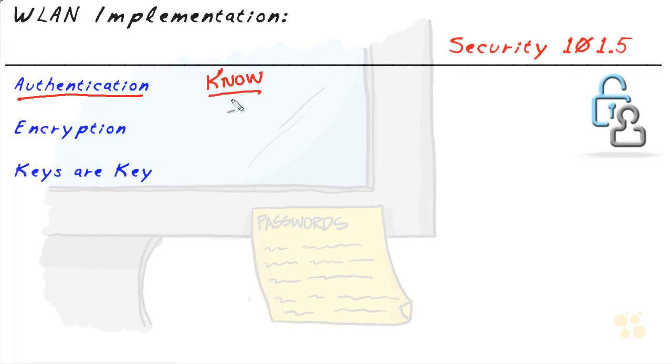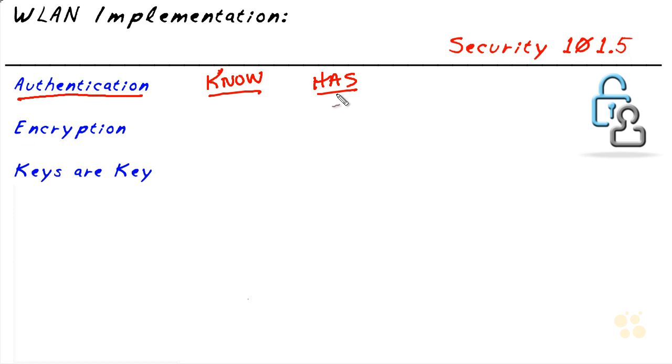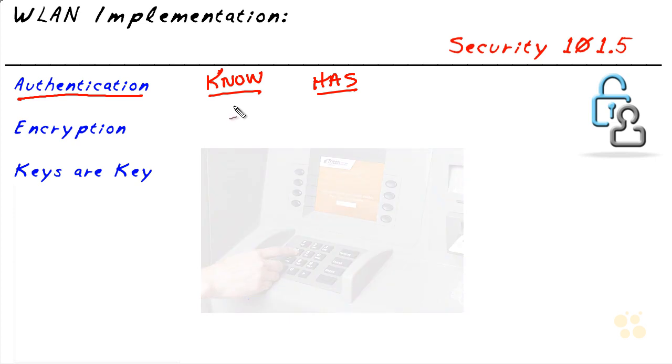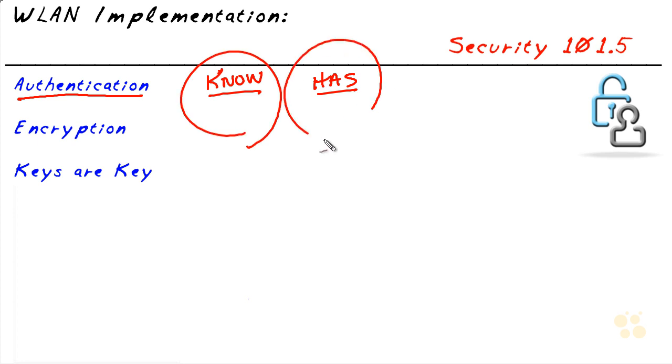Another factor we could use is something that the user has. An example of this would be like an ATM, an automatic teller machine, where we walk up, we put in our card, and that card is, in measurable terms, something that we physically have. We also have something we know, which is a PIN, and that would be called multi-factor authentication. Something that we know, along with something that we have.